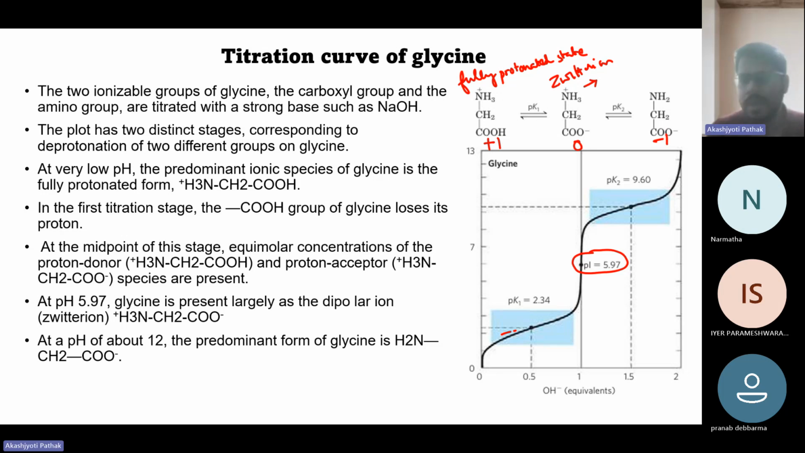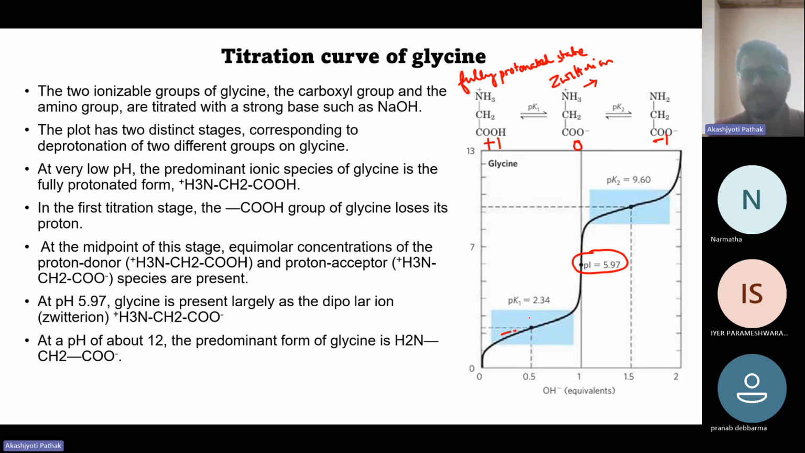Okay. So there are two different species basically, COOH and NH3+, and because of these two different species, we are getting two different plots on this titration curve. Okay, we are getting two distinct stages in this plot.